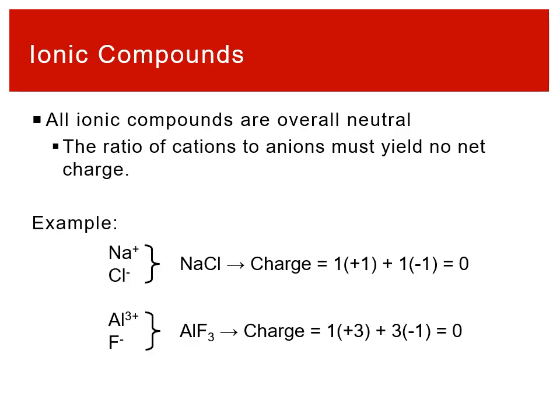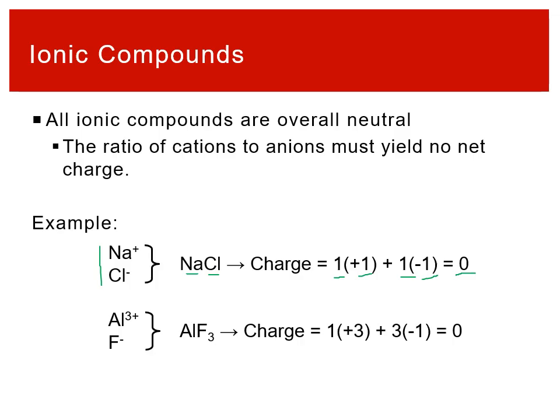So for example, sodium and chlorine. Sodium is plus, chloride is minus. We can see that their charges are equal and opposite. They're both one, they have the same magnitude, they're just going in opposite directions. So the ratio of 1 to 1, just NaCl, yields an overall 0, because we have 1 times plus 1 and 1 times negative 1. That gives us an overall neutral charge.